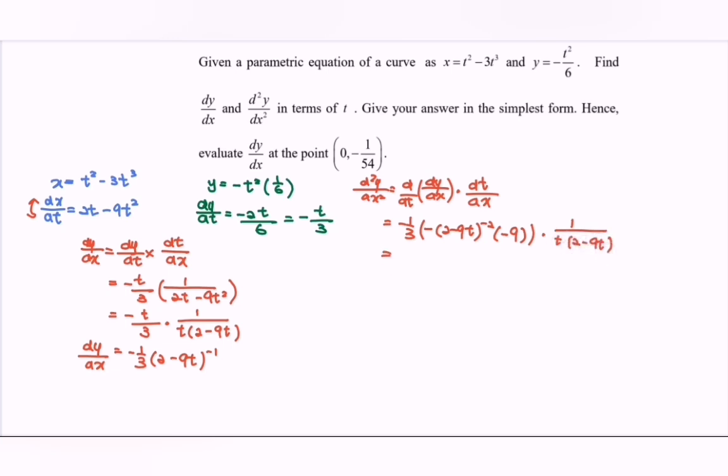So rewrite the situation. Here we still have negative 3 over 2 minus 9t, bracket, to the power of 2. Multiply, we have 1 over t, bracket, 2 minus 9t. So for the second derivative, we have negative 3 over t multiplied with 2 minus 9t to the power of 3. So that is the first and the second derivative.